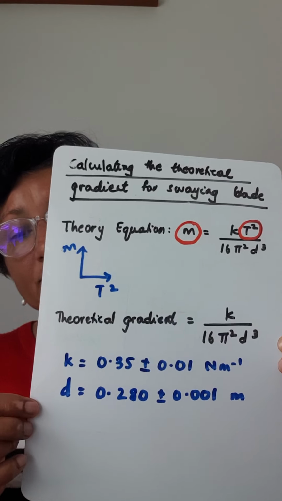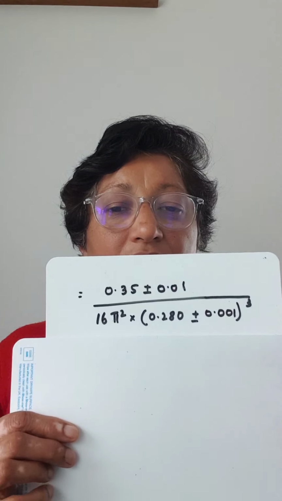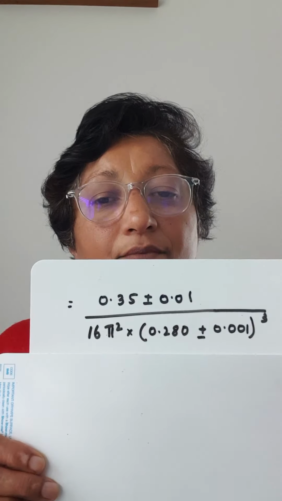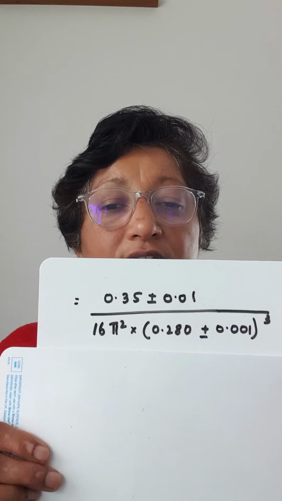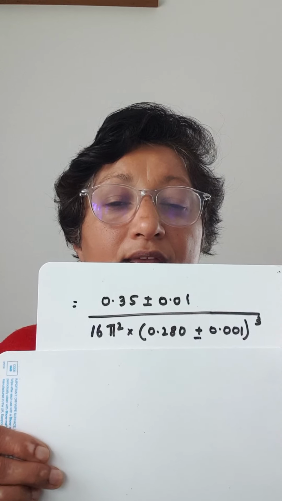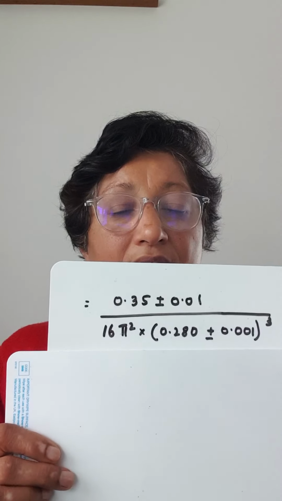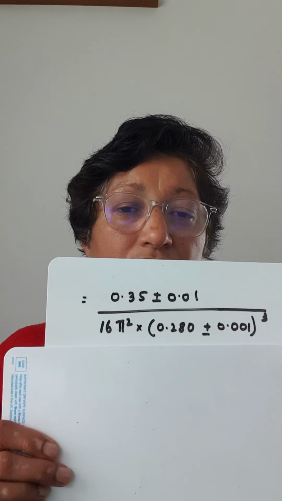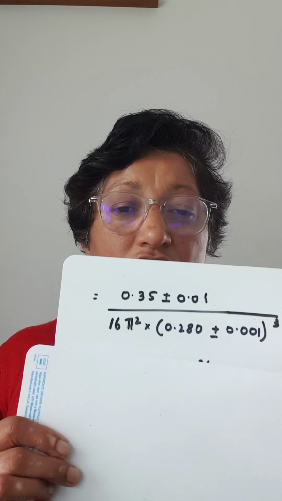Now we've got to substitute these values for k and d into this equation. So here's this equation. I've just substituted for k, which is on the top, 0.35 plus or minus 0.01 over 16 pi squared, and that's the value of d with a cube. Okay, now the rule for uncertainties is for multiplication and division, you add the percentage uncertainties. So step one, you need to convert both these absolute uncertainties to a percentage uncertainty.